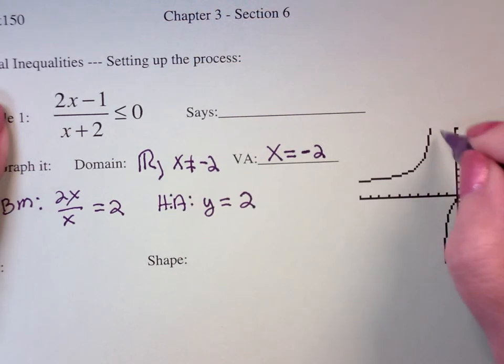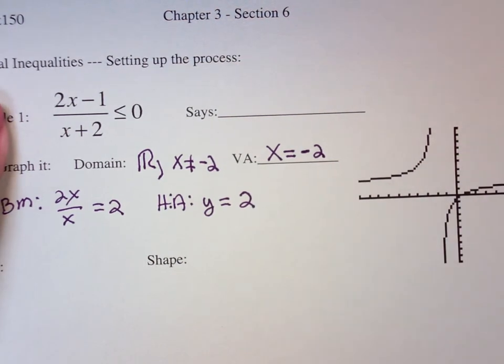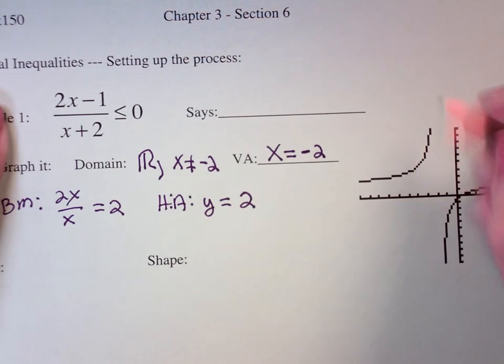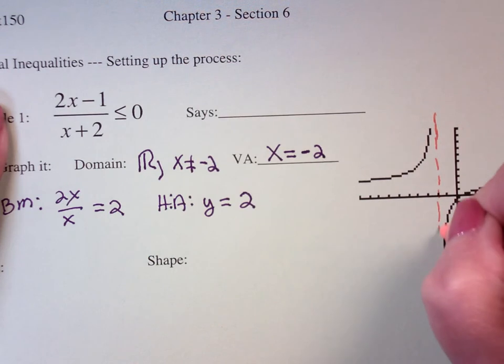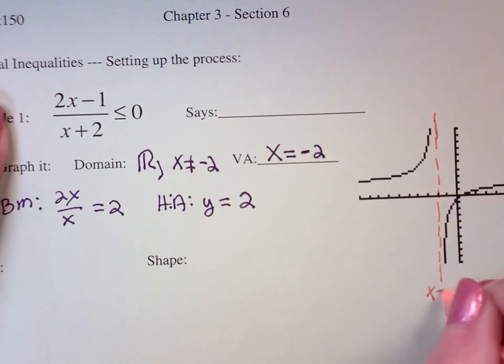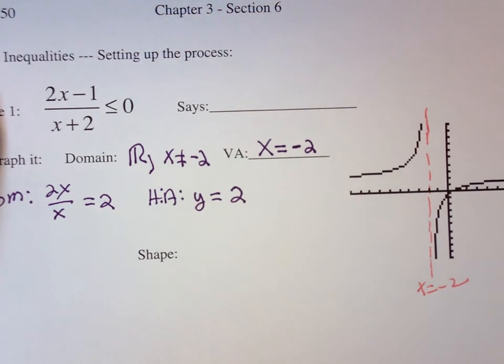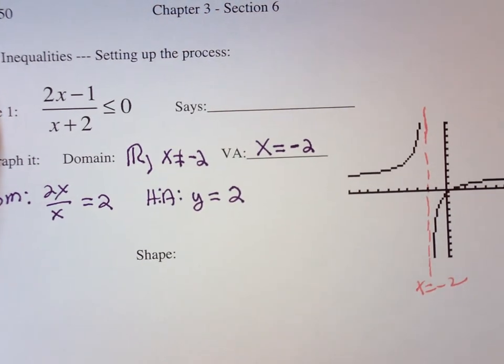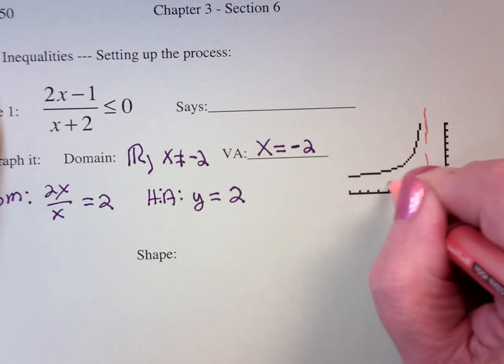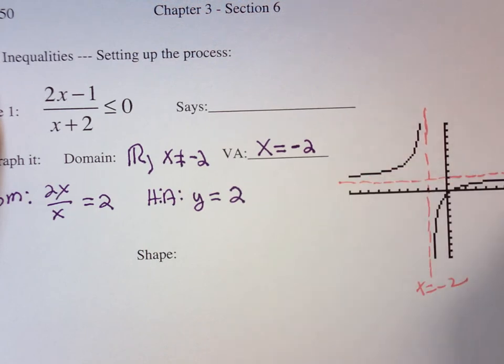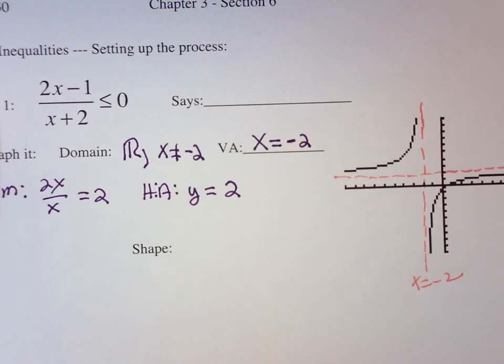So if I were to put that information here, and I already have the graph drawn, at negative 2 I have a VA, and at positive 2 I have an HA. And you can see the graph nicely fits into that.